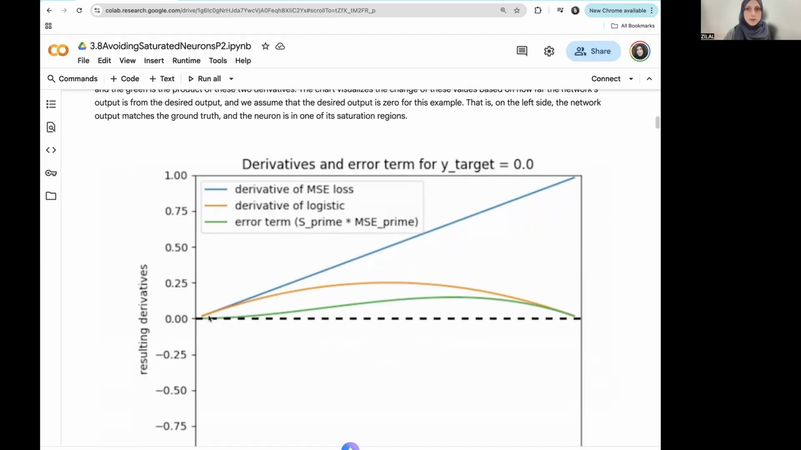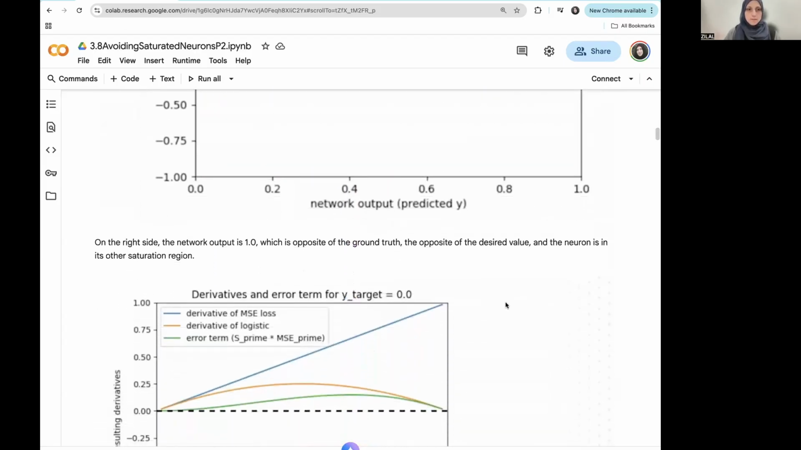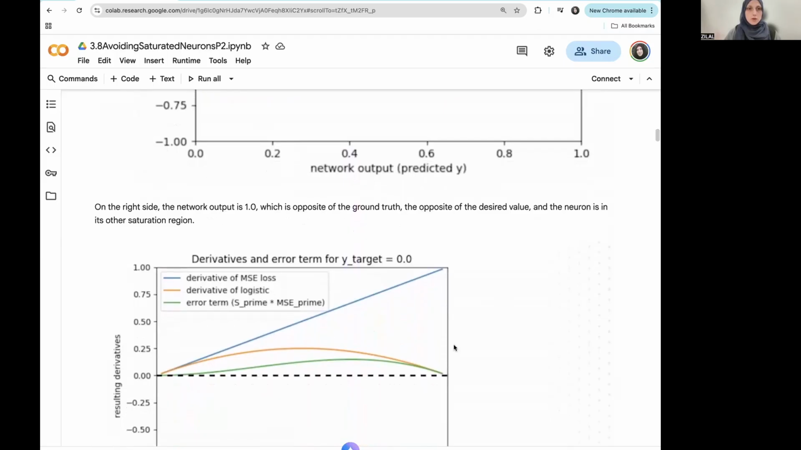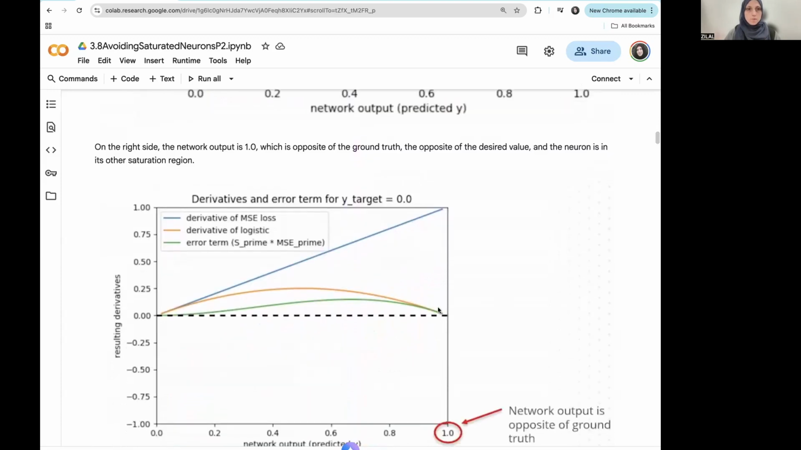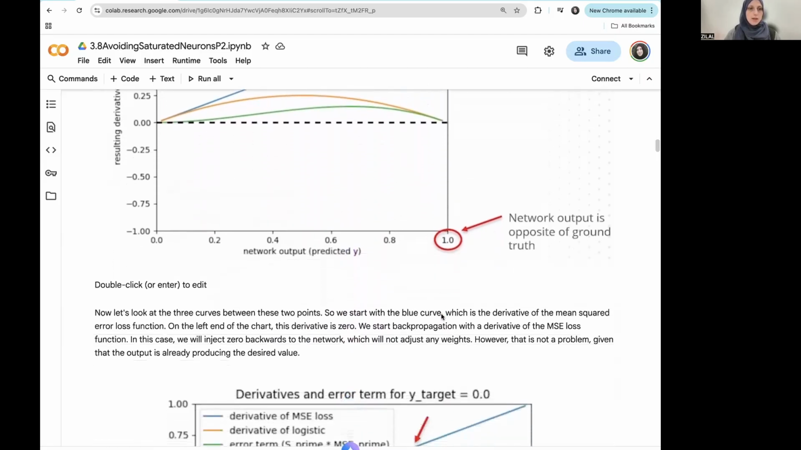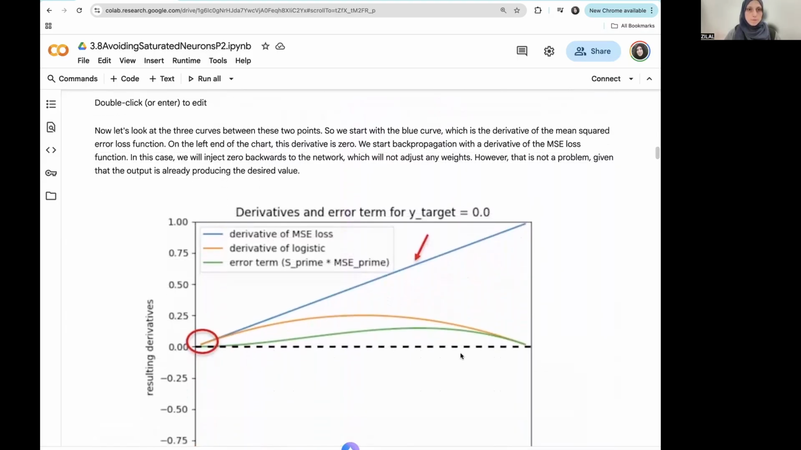That is, on the left side, the network output matches the ground truth, and the neuron is in one of its saturation regions. On the right side, the network output is 1.0, which is the opposite of the ground truth, the opposite of the desired value, and the neuron is in the other saturation region. Now, let's look at the 3 curves between these 2 points.